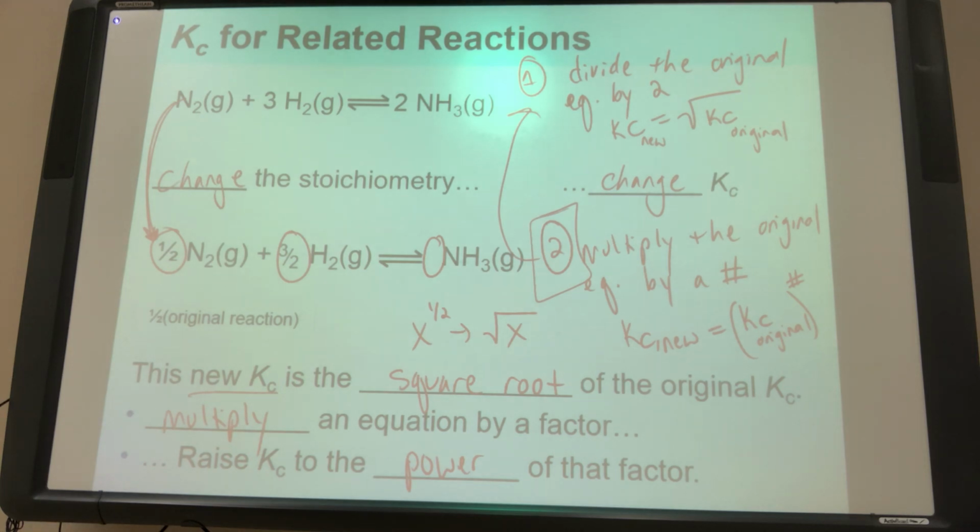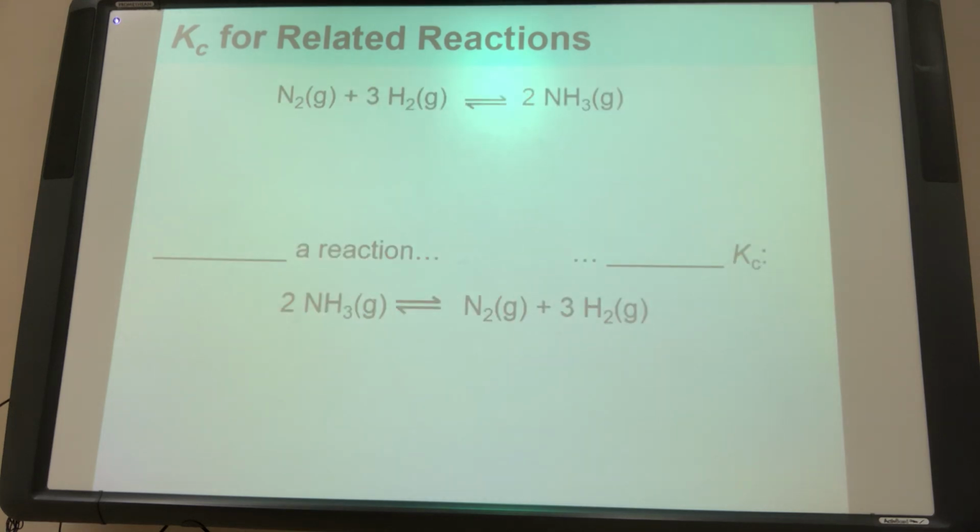All right, so this is similar to what we did with Hess's law. If you manipulate the reaction, you got to change the enthalpy. So if I manipulate the reaction here, it changes the KC. All right, so that's if I divide by something or multiply by something. Now let's talk about if I flip it.